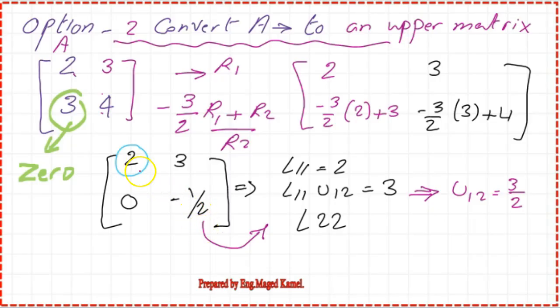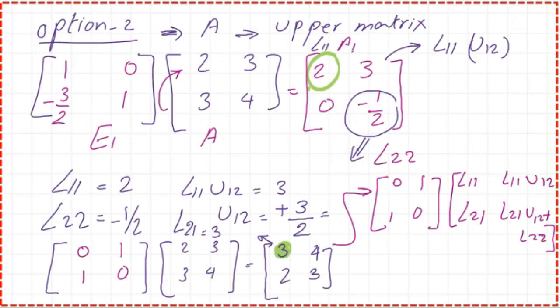This L sub 11 equal to 2, while this element is L sub 11 U12 equal to 3. We could divide L sub 11 U12 over L11. So we divide 3 over 2 to get the value of U12. And the last element, L sub 22, is minus 1 over 2. We are going to do that by elementary matrix.